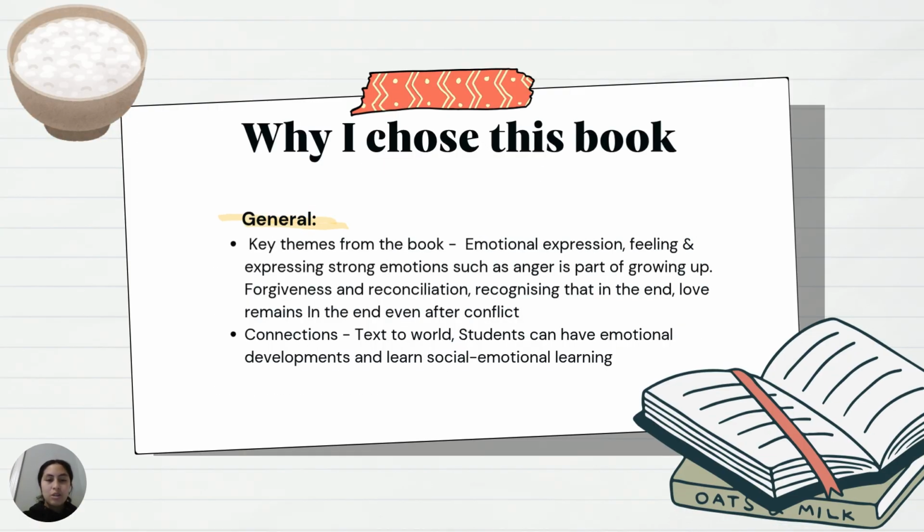So why I chose this book is, again, major themes that I find very relatable for students, such as feeling or expressing strong emotions of anger or wanting to become more forgiving. Another huge theme is reconciliation, recognizing that in the end, love is the most important thing. And for a text-to-world connection, students can have emotional development as well as learn social emotional learning in the classroom through this.